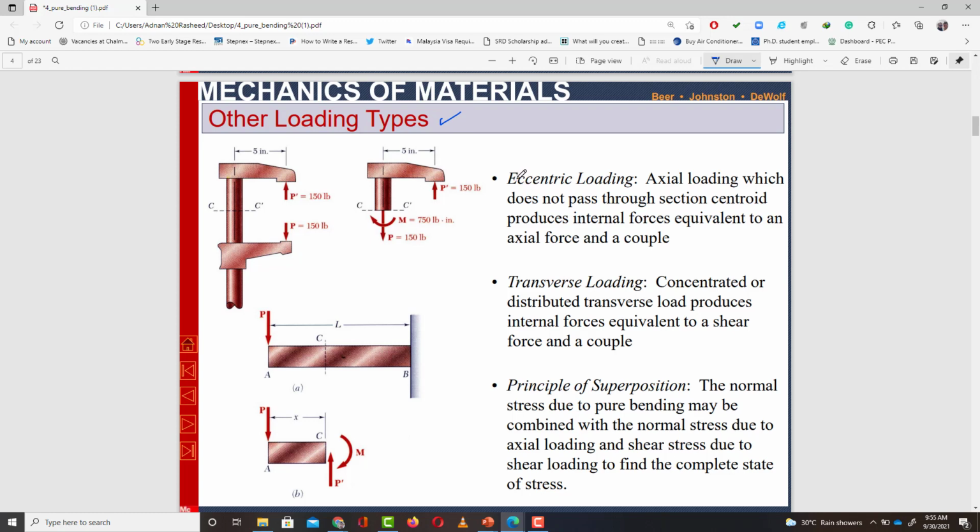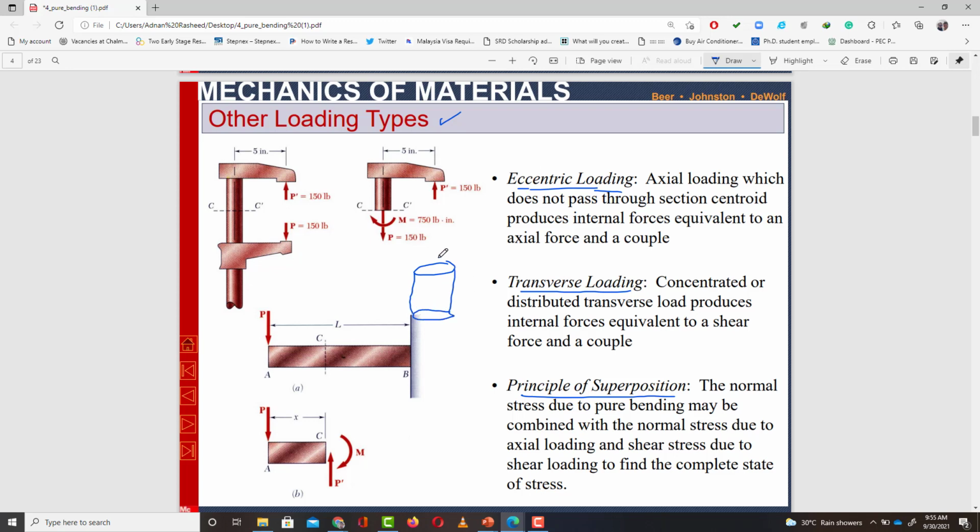Now we will discuss some other types of loadings. We have already discussed the different types of loading in our first or second lecture. The first one is eccentric loading, the second one is transverse loading, and the third one is the principle of superposition. Now one load is the centric load, not eccentric. A centric load is a load which is passing through the center of any member.